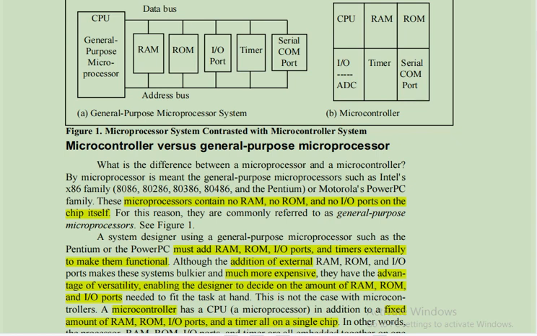Now we have to discuss that a microcontroller has a CPU. A microcontroller, in addition to a fixed amount of RAM, ROM, input outputs and timers in a single chip, has a CPU.